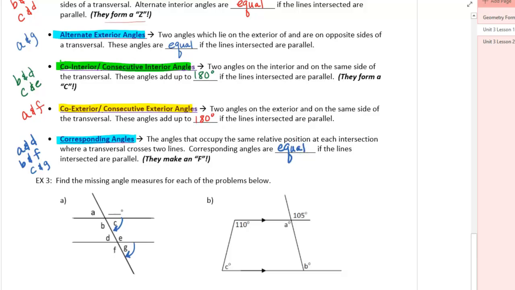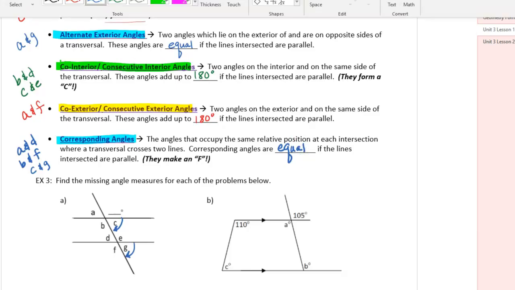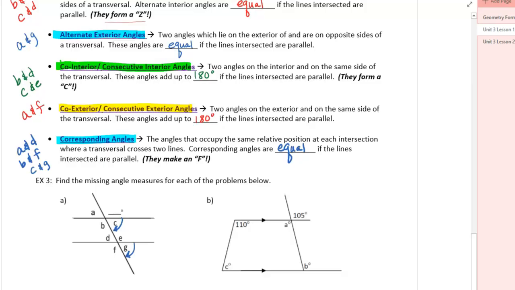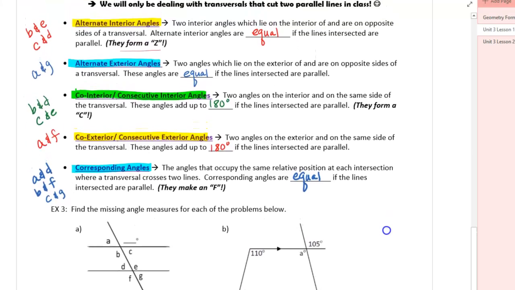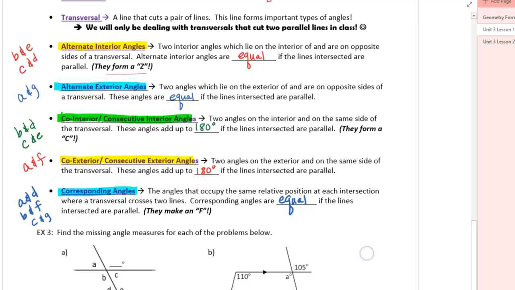Now let me see if I can show you the F that they're talking about. So if you look at this, there's the F they're talking about. They kind of form an F. All right, so those are the different relationships and what you call them. In example 3, we'll talk about how to find the measures given these relationships. I'll do that in another video.